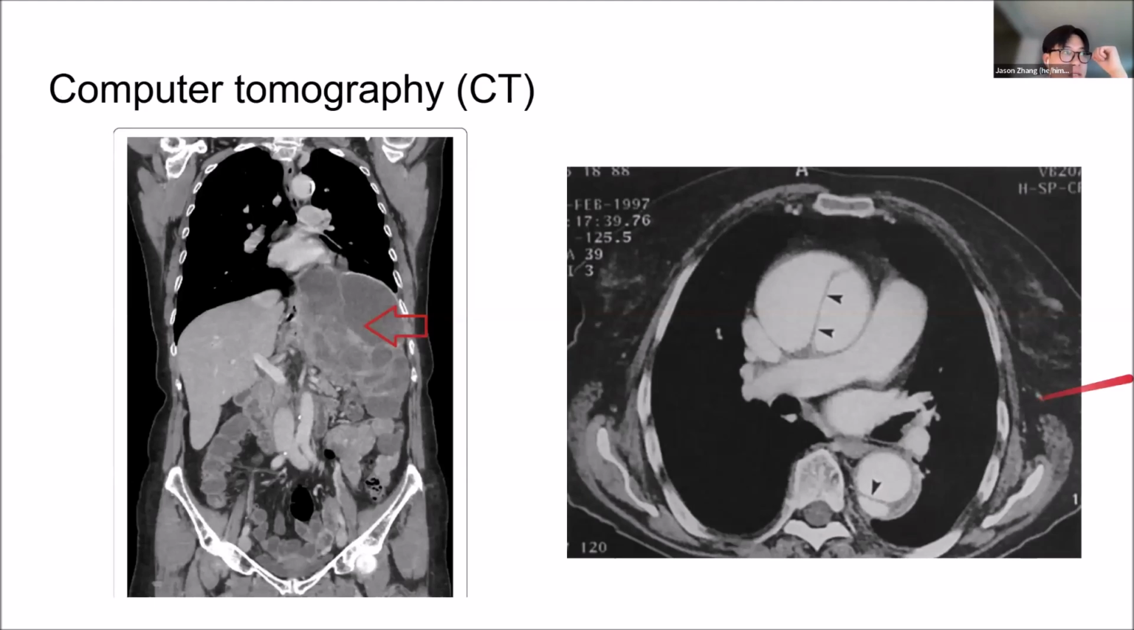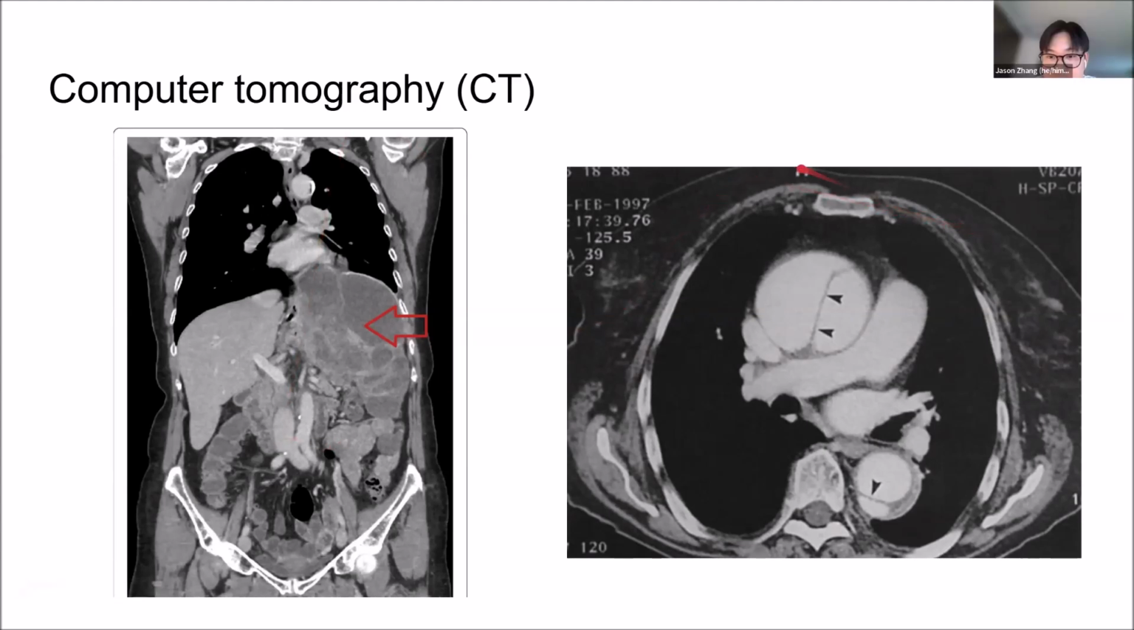Okay. So next we have CT. CT is basically just like a 3D X-ray. You take a bunch of X-ray slices and then make them into a 3D image. So the image on the left here, what plane are we looking at? Someone shout it out. Okay, if you said frontal or coronal, that would be correct.